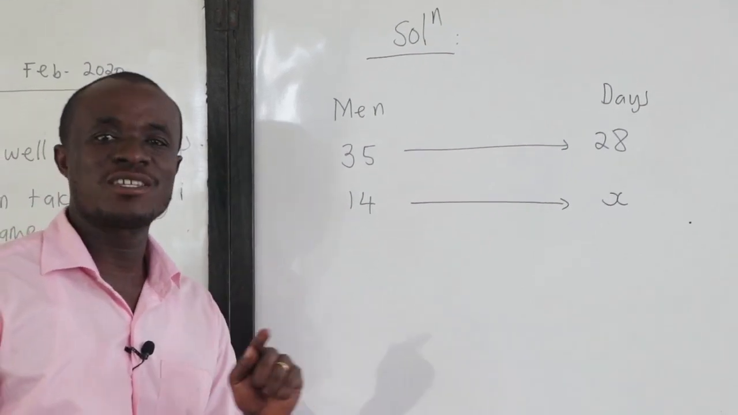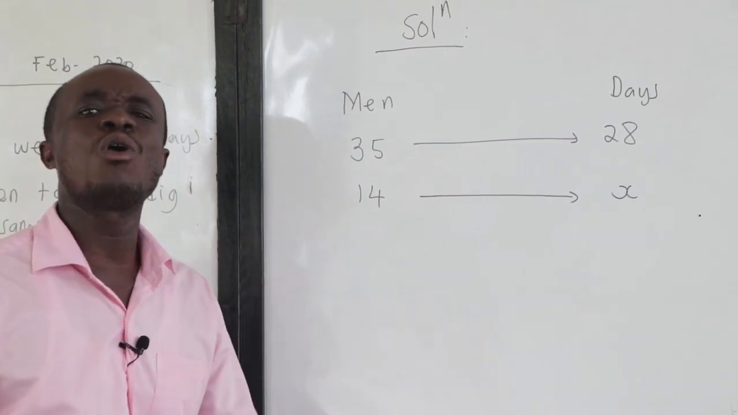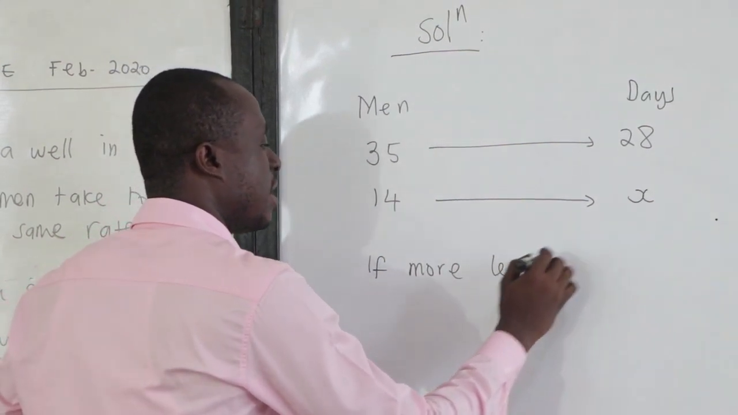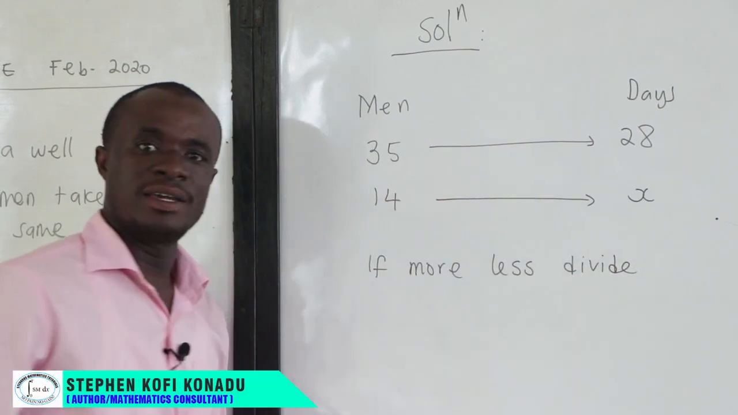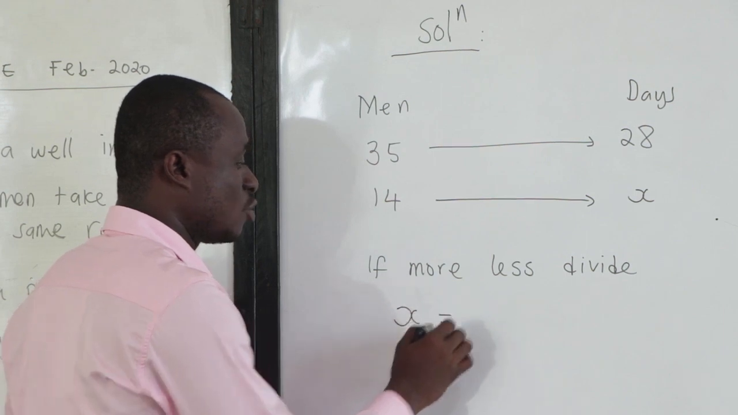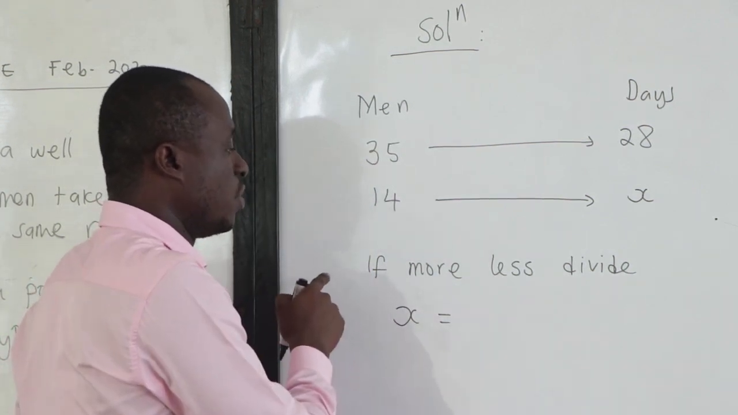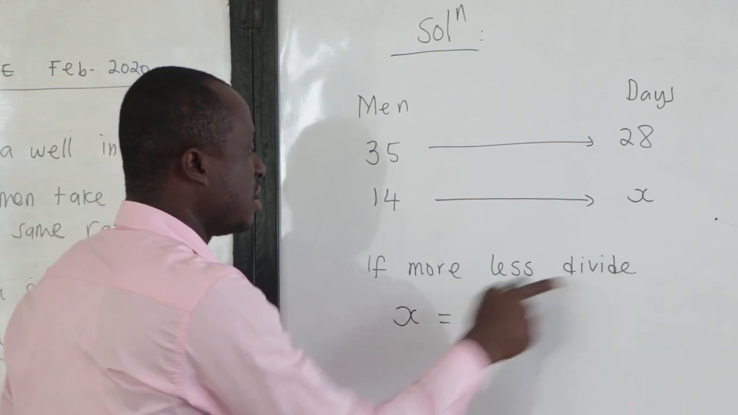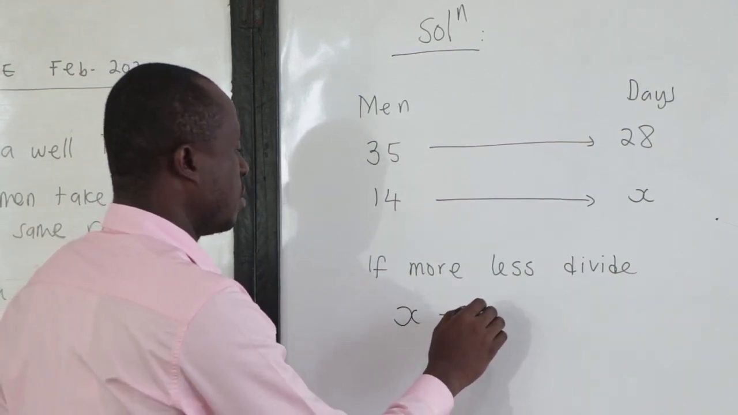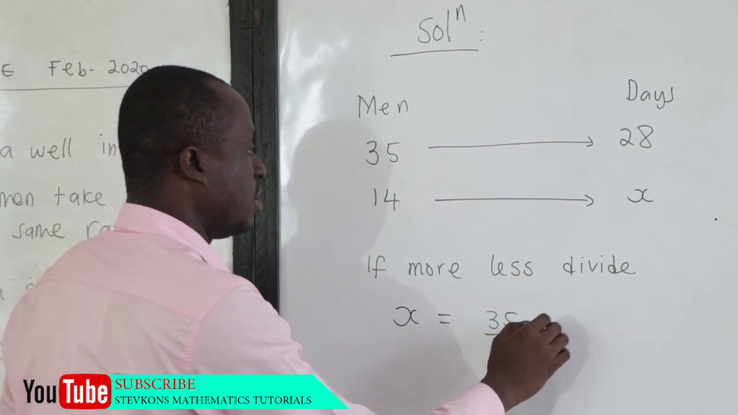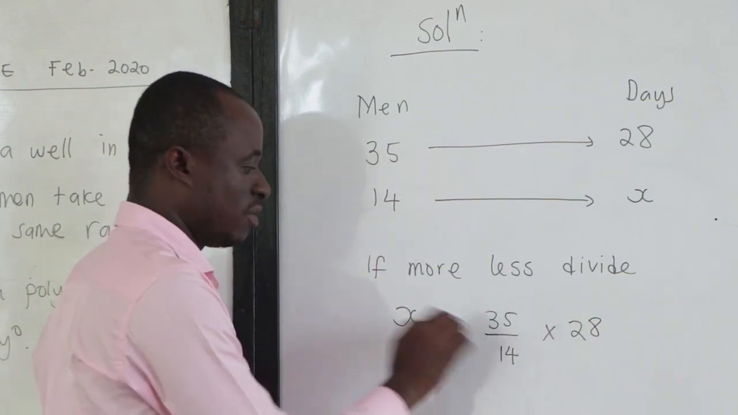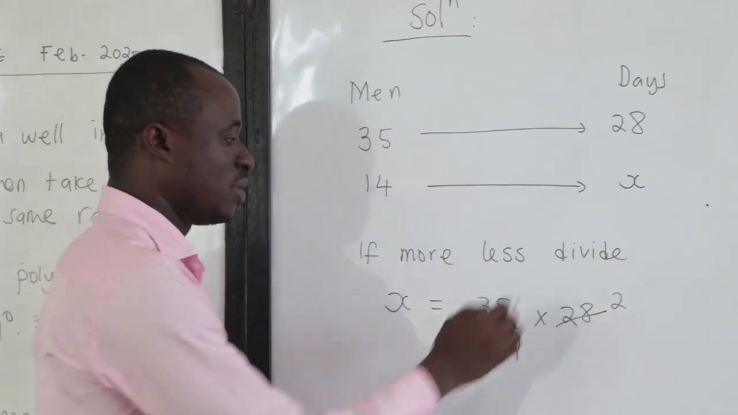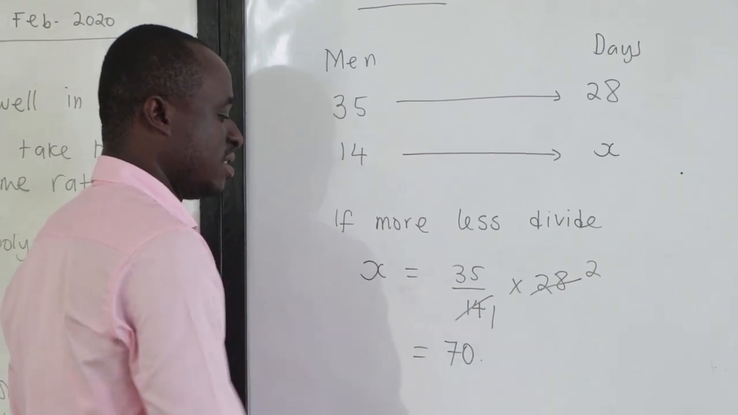Clearly, this is an inverse proportion. So the 14 men will use more days. So you say that if more, let's divide. Now we have x equal to 35 and 14. We know that the less is 14 and the more is 35. So if more, let's divide. Clearly, it is going to be 35 over 14 times 28. The less, which is 14, is divided. Now 14 will go into 28 two times. 2 times 35 is 70.